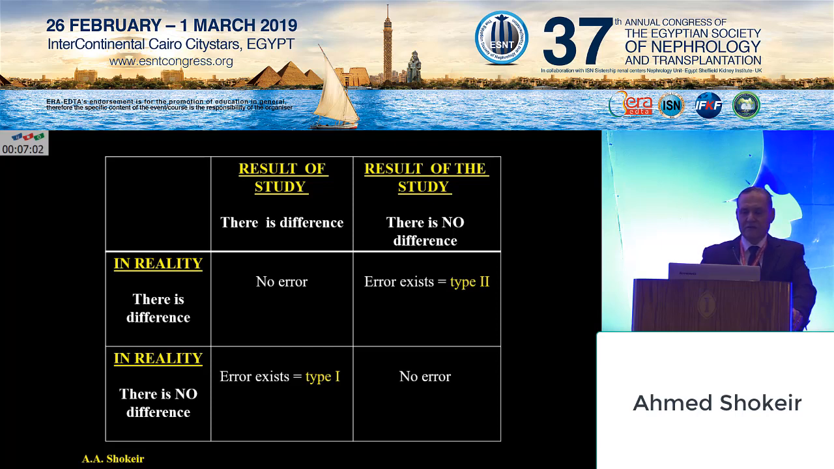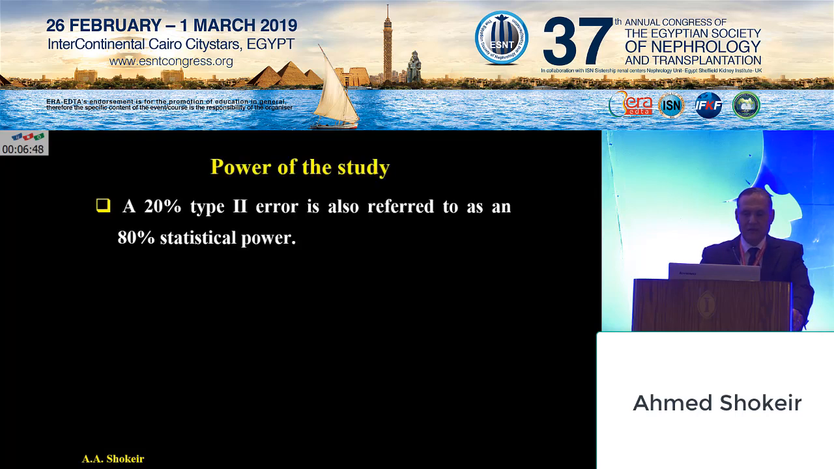If the result of the study shows no difference, and in reality there is no difference, there is no error. If the result of the study shows no difference, and in reality there is a difference, this is a type 2 statistical error because of small sample size. What about the power of the study?